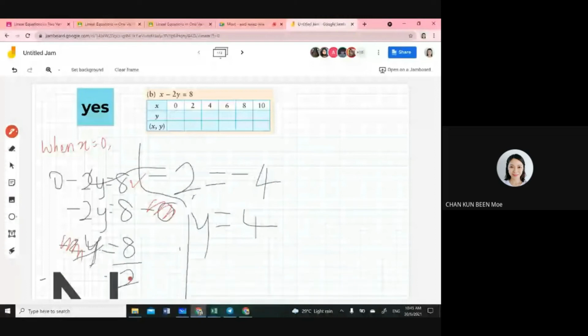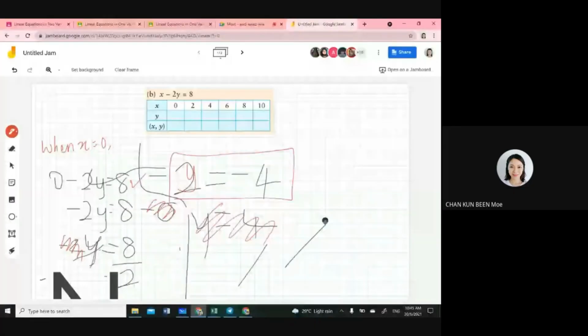So this is a positive x, positive divided by negative, the answer is negative, correct? 8 divided by 2 is 4, correct? But then this is not 2 anymore. The remaining here is supposed to be y. Y equal to negative 4. Therefore, you don't have to show this. The answer is y equal to negative 4. So when x is 0, you go to this part here, y equal to negative 4.